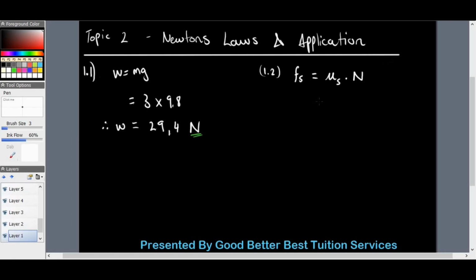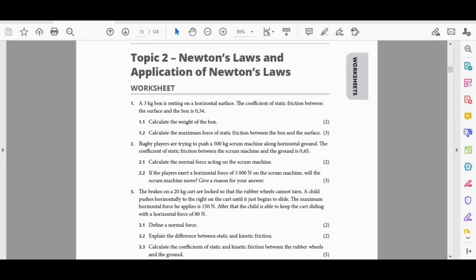Okay, so to substitute, just to go back to the question again, they say calculate the maximum force of static friction between the box and the surface. Now I must make you watch out for something, ladies and gentlemen: notice the way they've worded it. Okay, they obviously want to try and trick you. So they've said calculate the maximum force of static friction.